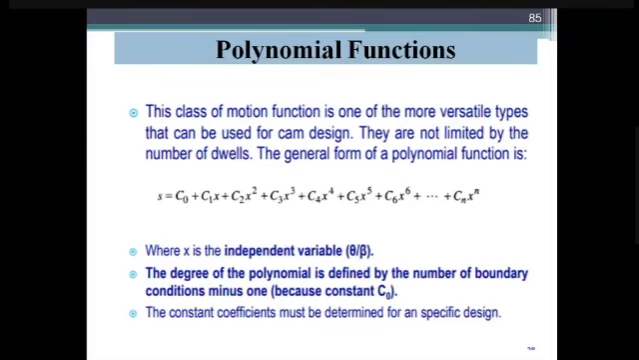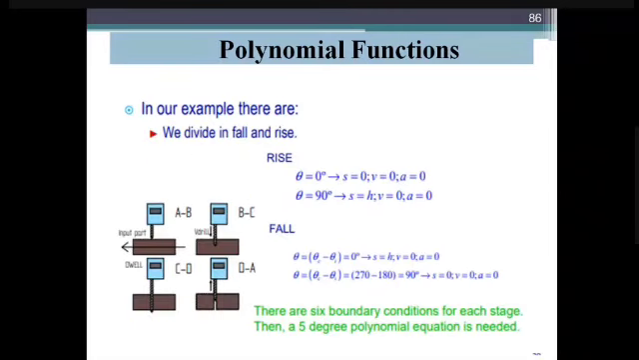The general form of the polynomial function is S, displacement, is equal to C naught, a constant, plus C1 x, C2 x squared, C3 x cubed, and so on, with a number of terms. The degree of the polynomial is defined by the number of boundary conditions minus 1. If you take 6 boundary conditions, we have a 5th degree polynomial.